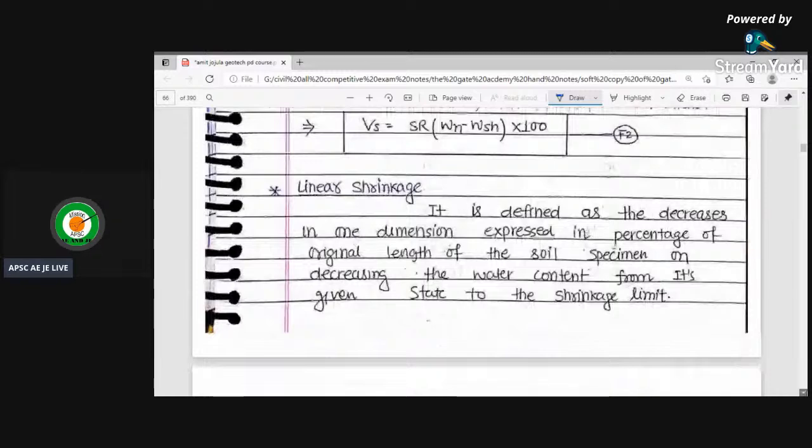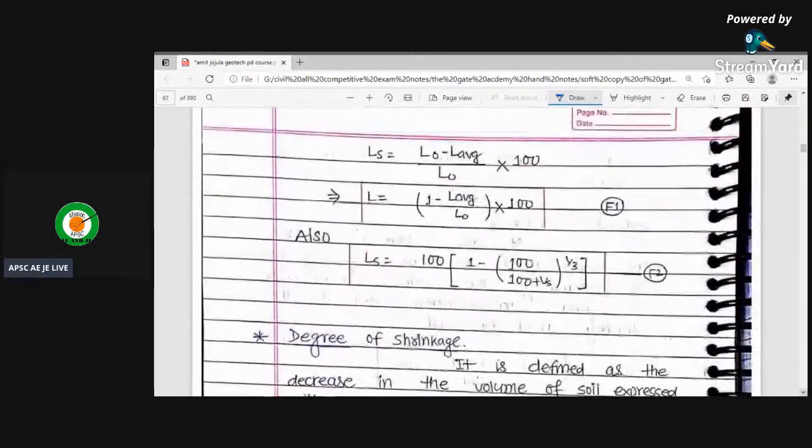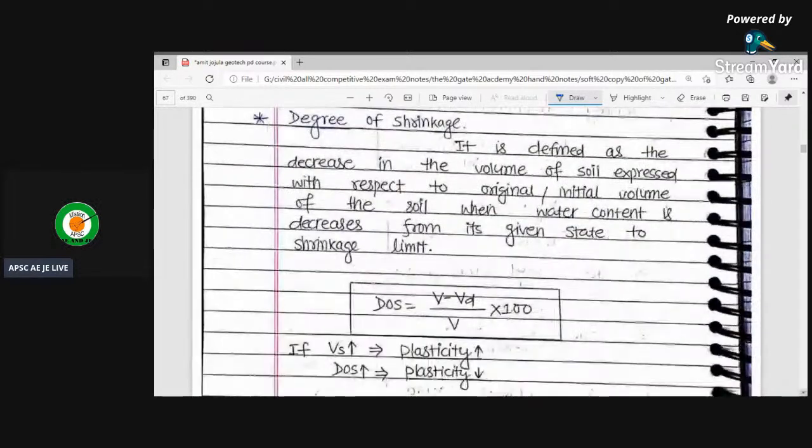Then what is linear shrinkage? It is defined as the decrease of one dimension. If we look at the decrease in one dimension, with respect to the percentage of original length of the soil sample, on decreasing the water content from its given state to the shrinkage limit, it is known as linear shrinkage. So LS is L naught minus L average divided by L naught into 100%. So LS is 1 minus L average by L naught into 100%.